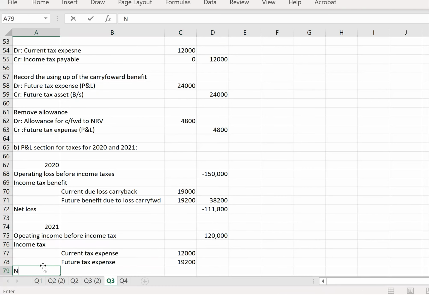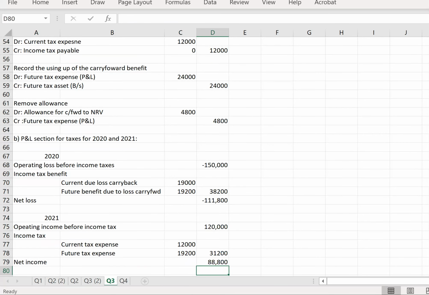And then our net income. Our total taxes here are going to be the 12,000 plus the 19,200. So our net income is going to be 120 minus that. See how this is an expense now, so it's decreasing our income. Now our net income is 88,800.